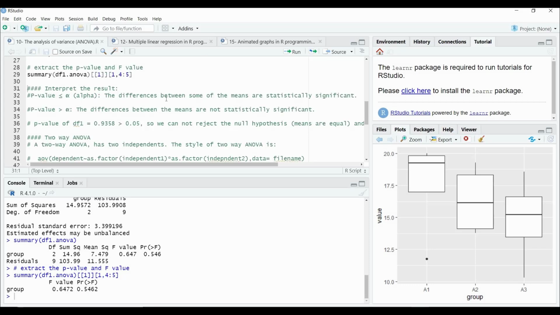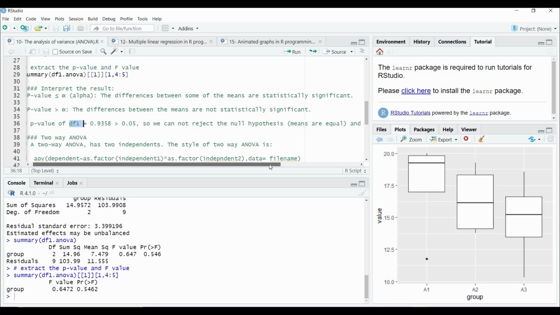For interpretation of the output of the ANOVA, the main important thing is the p value. So if the p value is smaller or equal to alpha, let's say 0.05, it means the difference between some of the means is statistically significant. In contrast, if the p value is greater than alpha, let's say 0.05, it means that the difference between the means is not statistically significant. In our case, the p value of data frame 1 was bigger than 0.05, so we cannot reject the null hypothesis, which is that the means are equal.